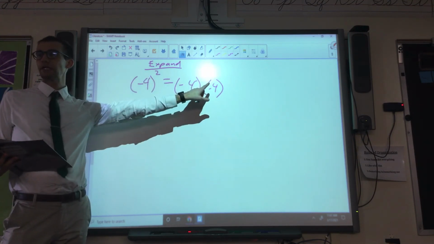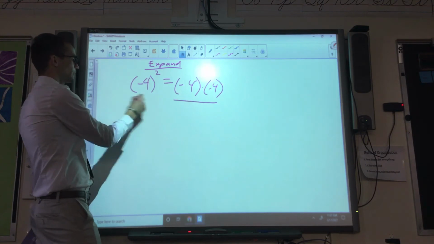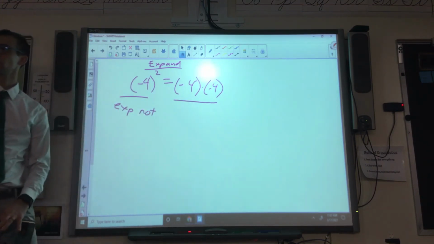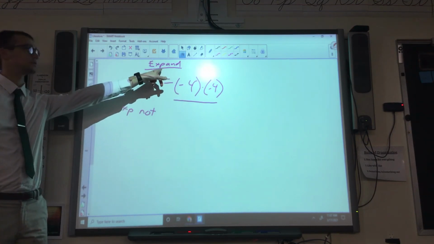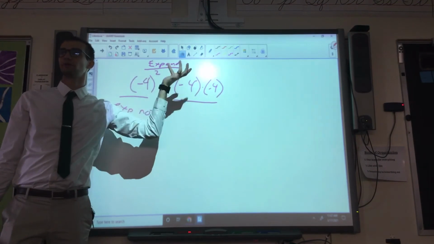It said, write it in exponential notation. This is expanded form, and this is exponential notation. In exponential notation, you have a base and an exponent. Expanded form, you just write it all out long form. So they just want you to be able to do it both ways.